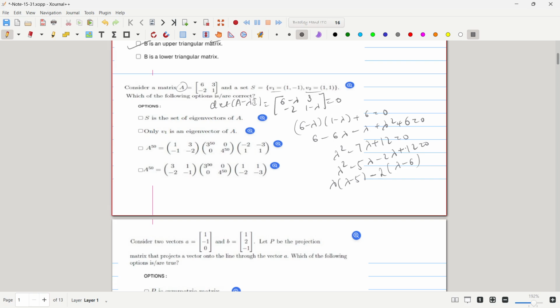Wait, this is 6 minus 6 lambda minus lambda plus lambda square plus 6. Maybe something is wrong here. 6 minus lambda, 1 minus lambda plus 6.